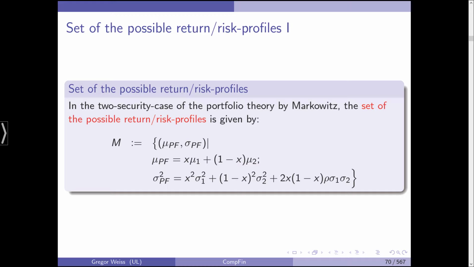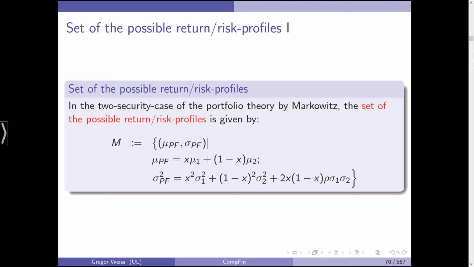For the standard deviation or variance of the portfolio return, it's a little bit more tricky, but actually this is also the standard formula for the standard deviation or variance of a linear combination of two random variables. So we have the weight X, you square it, multiply it with the variance of stock 1, then you add the squared value of the counterweight, 1 minus X, times the second variance, and then you have to add 2 times X times 1 minus X times the covariance, or you can write it using the standard deviations and the correlation factor rho.